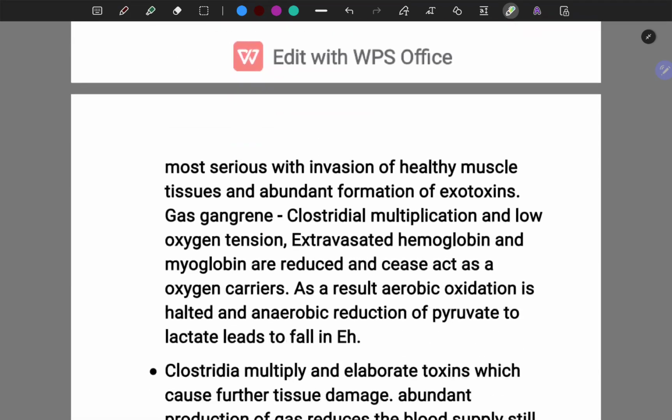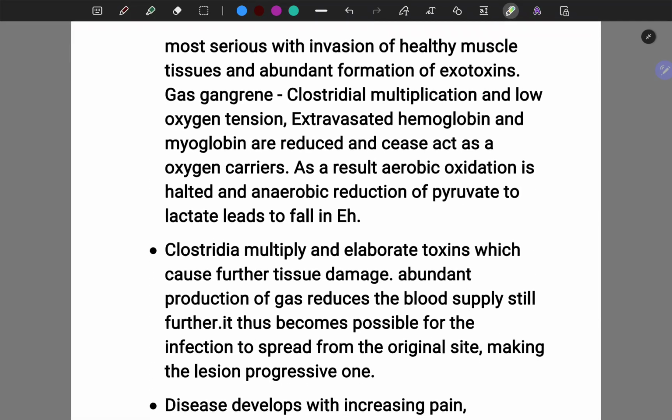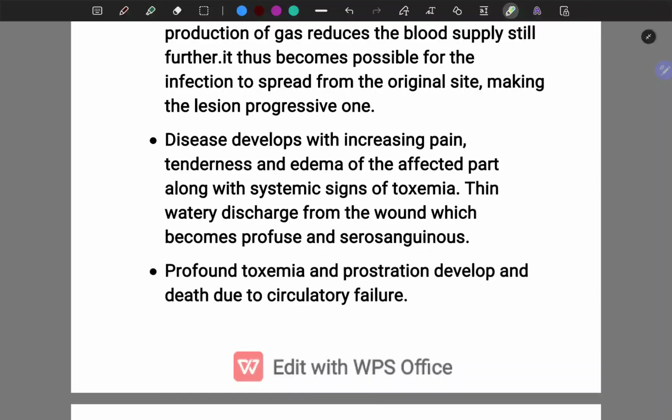So next, very important point, gas gangrene is a Clostridial multiplication when low oxygen tension, extravascular hemoglobin and myoglobin are reduced, and these act as autocarriers. So now Clostridium multiply and elaborate the toxins that will cause further tissue damage. As I already said, tissue damage happens, potassium, and that will cause cardiac arrhythmias, and also there will be myoglobinuria causing kidney damage. Profound toxemia and prostration develops and death due to circulatory failure.